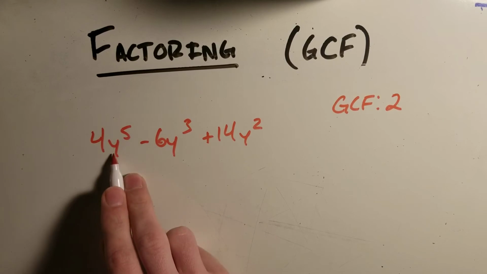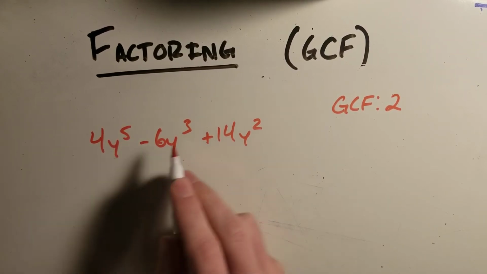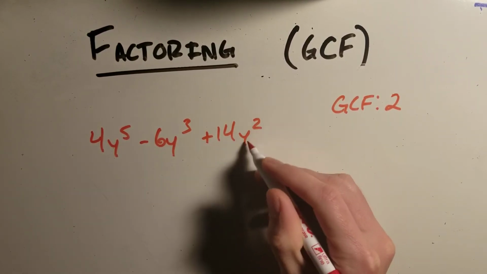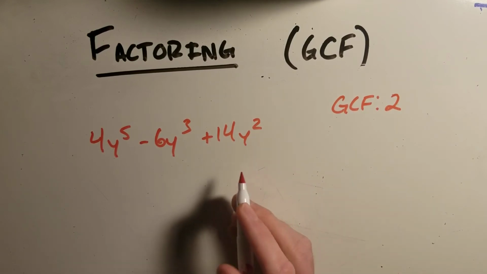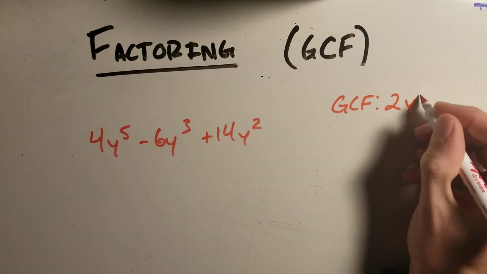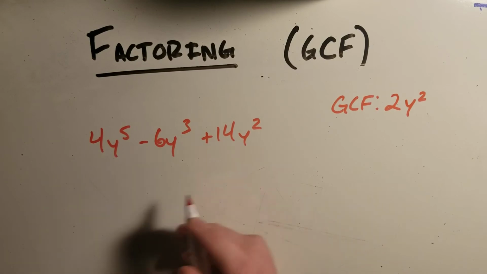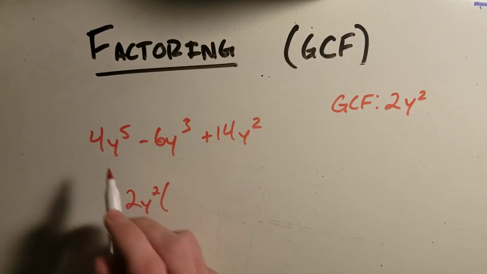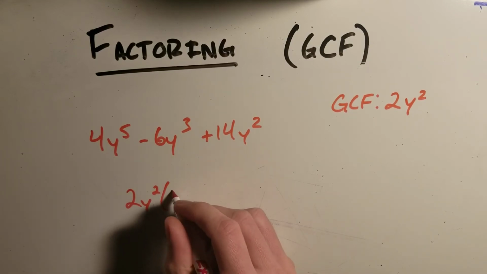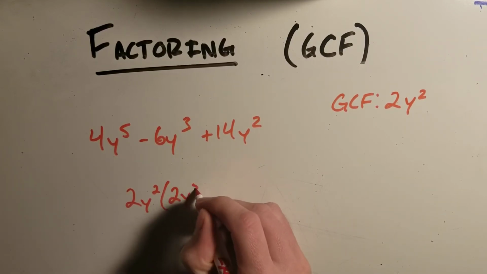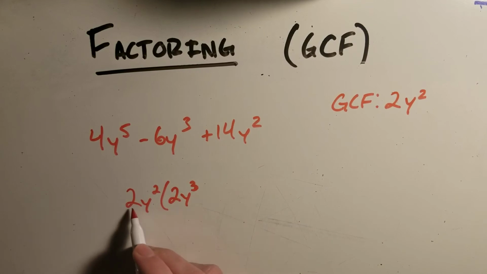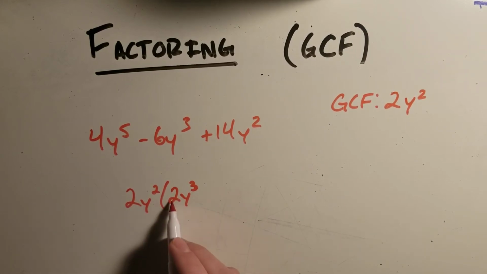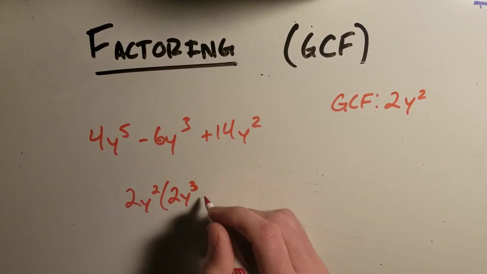Looking at your y's, we have 5 y's being multiplied here. You're going to have 3 y's being multiplied. You're going to have 2 y's being multiplied. So all of them have at least 2 y's being multiplied. So we're going to factor out a 2y squared. Here, if you take out your 2y squared, you'll end up with 2y to the 3rd. If you multiply out, you would have 4y to the 5th.